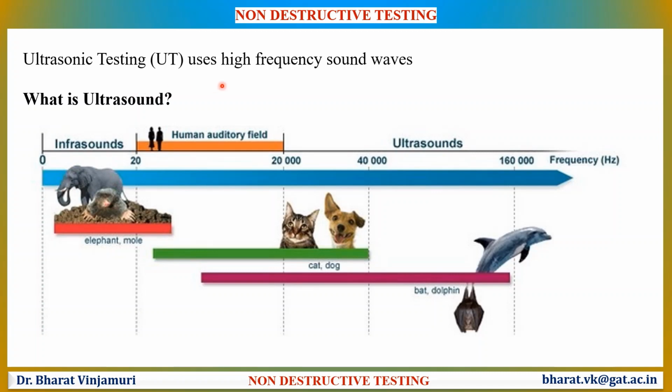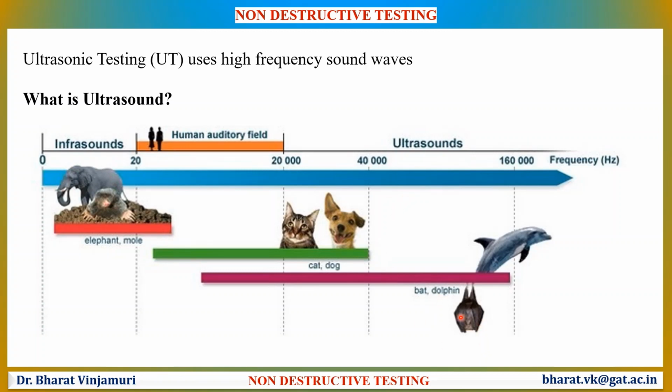Ultrasonic testing uses high frequency sound waves. Before completely understanding what is ultrasonic testing, let us first understand what exactly is ultrasound. Ultrasound is sound waves with frequencies higher than the upper audible limit of human hearing. Ultrasound is not different from normal sound in its physical properties, except that humans cannot hear it. The frequency of ultrasound waves will be approximately from 20 kHz and above.